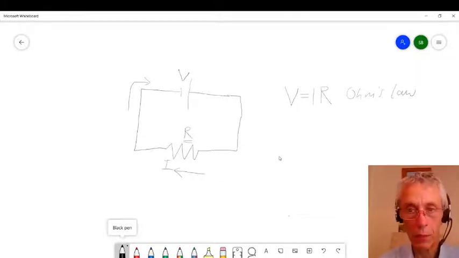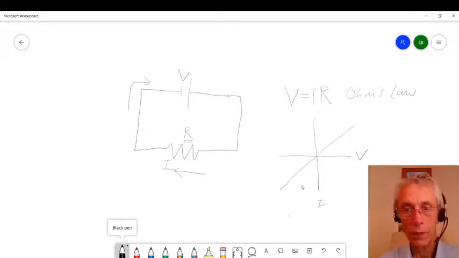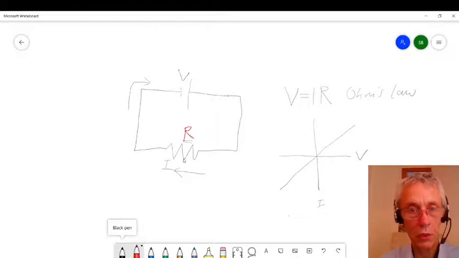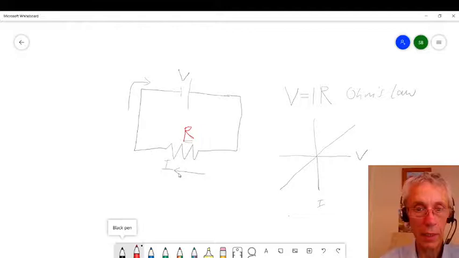So in other words, if I were to plot the voltage of the battery against the current going through the resistor, I would have a dead straight line. Really simple. Okay, now what I'm going to do is use a slightly more magical resistor which itself detects the voltage and changes its own value. What it does is it only allows the current to go in one direction.